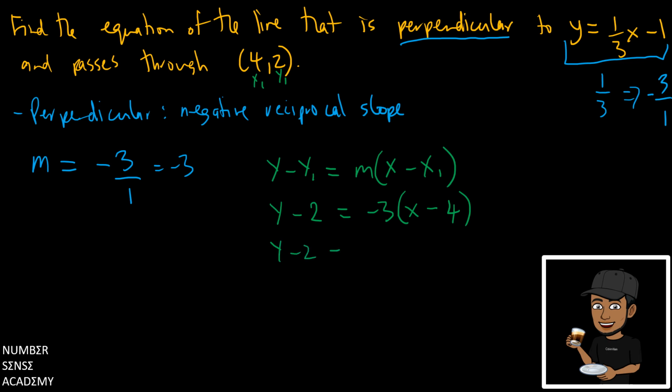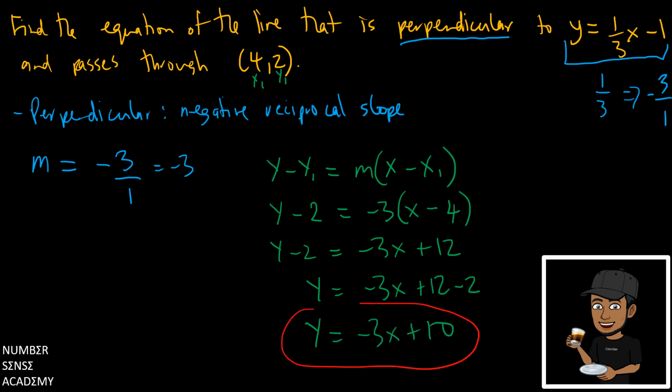So y minus 2 is equal to -3x plus 12. And y is equal to -3x plus 12 minus 2. So y is equal to -3x plus 10. And there we go. That is my equation.